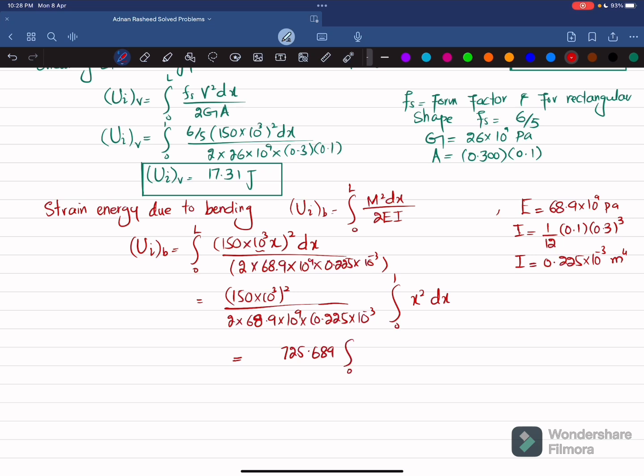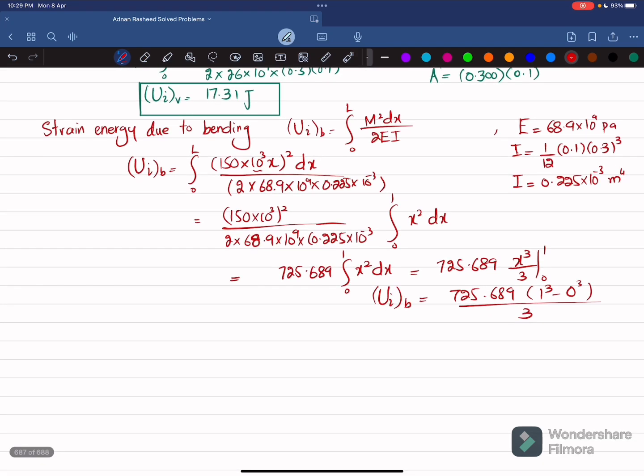725.689 integral of 0 to 1 x square into dx, and that will be 725.689. This will be x cube divided by 3 and limit from 0 to 1. So that will be 725.689 into 1 cube minus 0 cube divided by 3, which will give you strain energy due to bending. And lastly, when you solve this, you will get the strain energy due to bending comes out to be 241.90 joules. Now this is the strain energy due to bending.